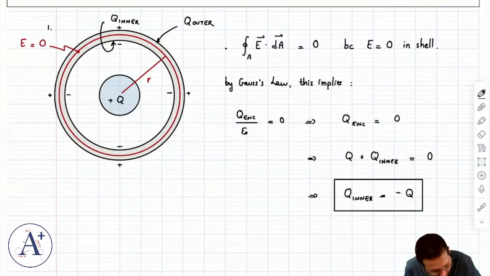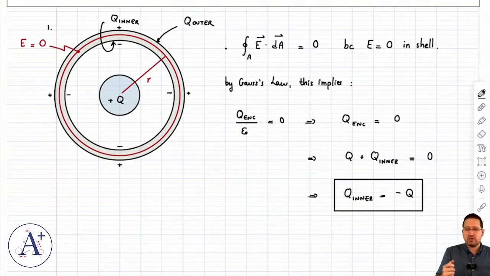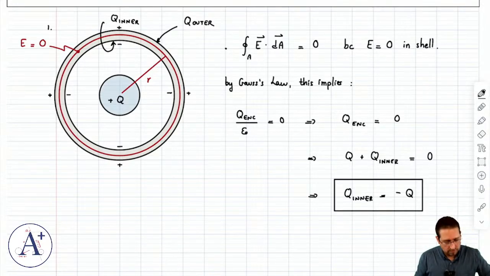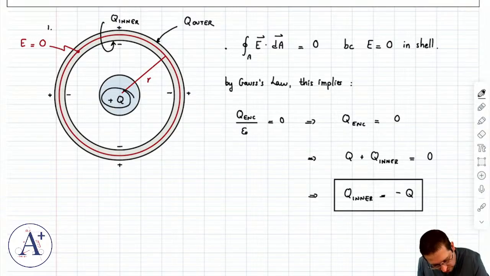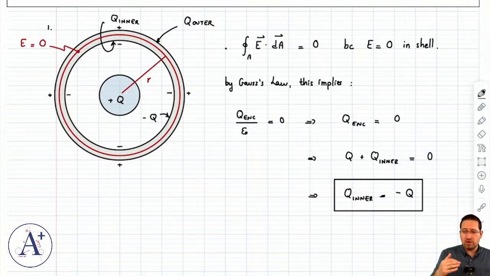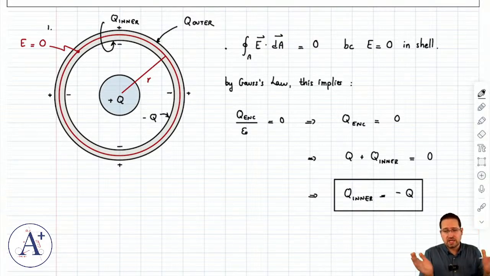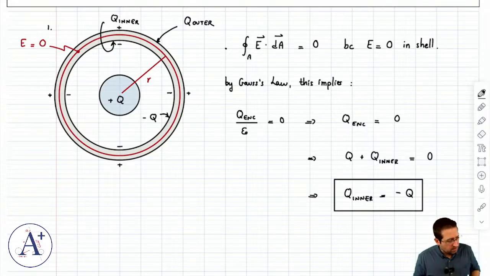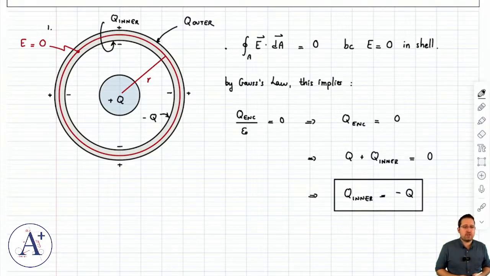And that's always true, by the way. However much charge you have in the center, it pulls onto the inner surface of the shell the exact opposite amount of charge. Okay, so Q is strong enough to pull onto the inner surface minus Q, but it can't pull on more, doesn't pull on less. It has to be exactly minus Q so that E is 0 inside the conducting shell.